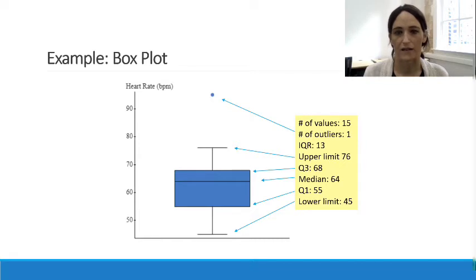Okay, so it's plotted the interquartile range, the upper limit, the lower limit, and then any value that fell outside those boundaries that we described as being an outlier. Okay.